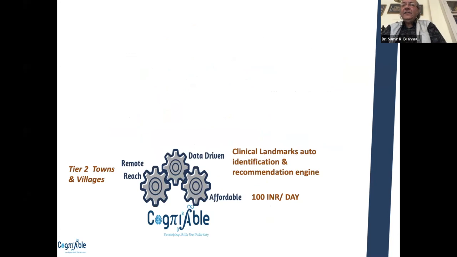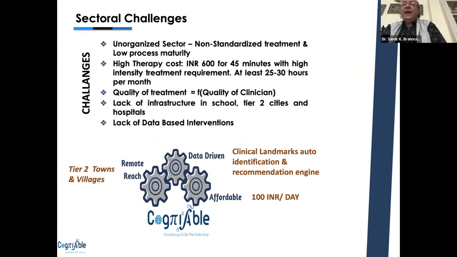And the idea is a clinical problem. Today it costs approximately anywhere between 20 to 30,000 rupees in Gurgaon and Noida and such places for one autistic child. So it's available only to wealthy people. We want to make it 100 rupees a day and online.